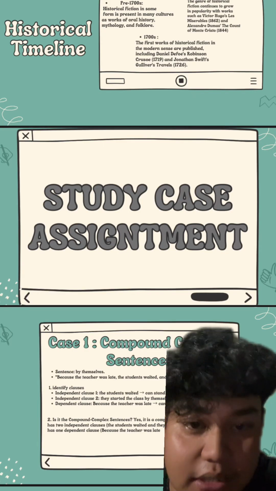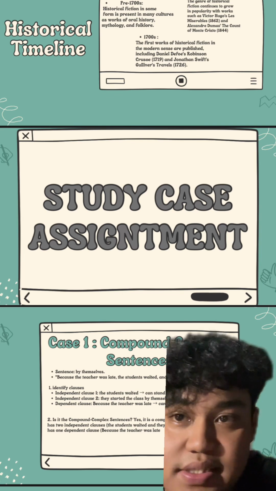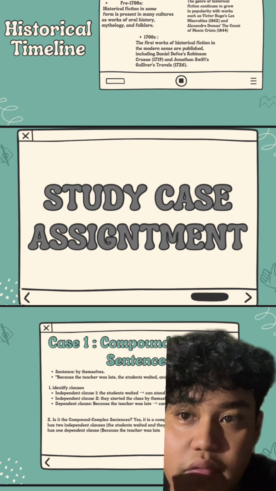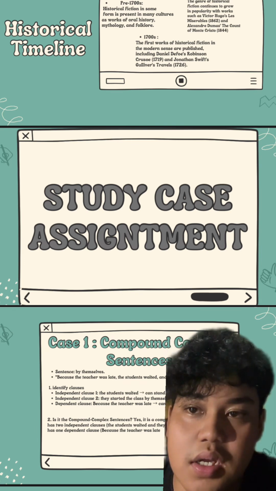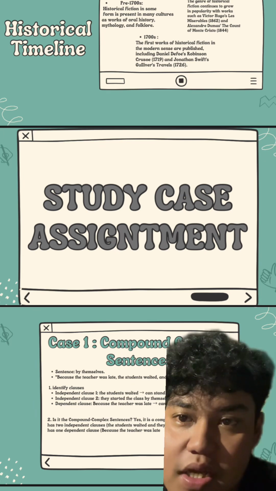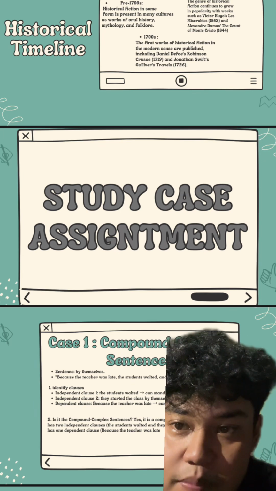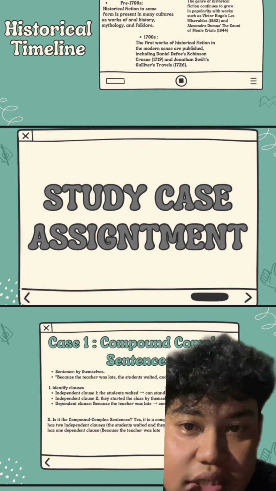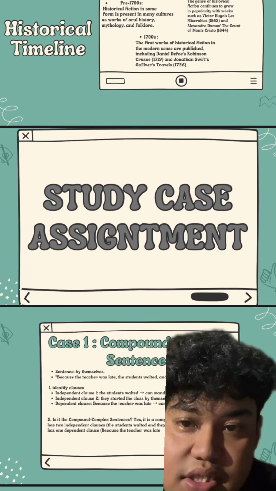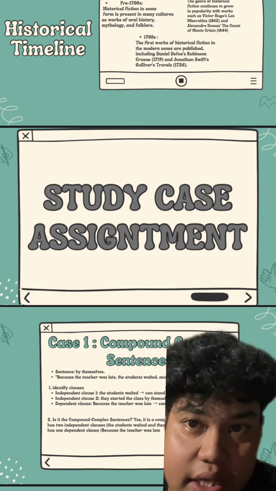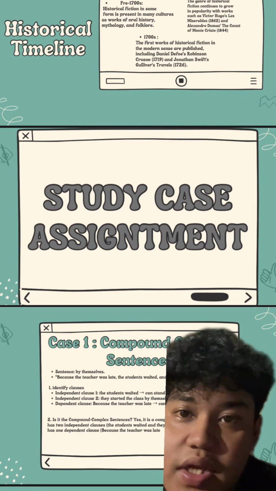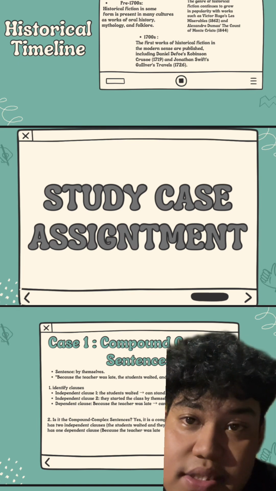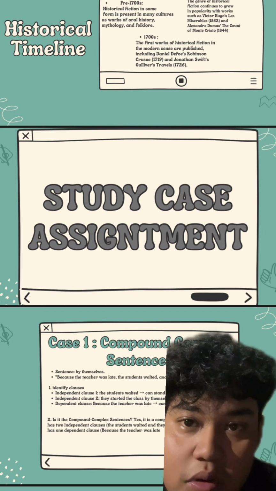Historical timeline. Pre-1700: Historical fiction in some form is present in many cultures as works of oral history, mythology, and folklore. 1700s: The first works of historical fiction in the modern sense are published, including Daniel Defoe's Robinson Crusoe, 1719, and Jonathan Swift's Gulliver's Travels, 1726. 1800s: The genre continues to grow in popularity with works such as Victor Hugo's Les Misérables, 1862, and Alexandre Dumas' The Count of Monte Cristo, 1844.